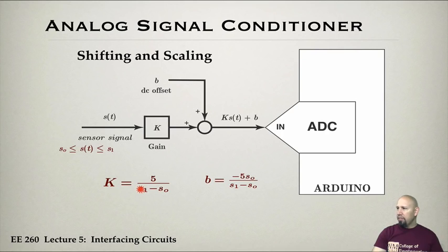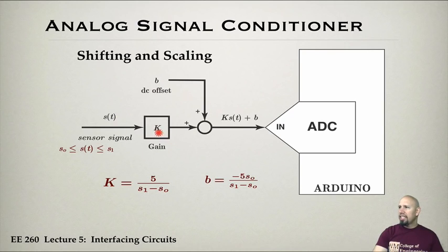Then B, the offset, is given by this expression over here. So again, the total range divides this number. Notice S0 is a negative number if you're looking at plus and minus 10 volts, and so a negative number and a negative gives you a positive number, and that shifts it up. So that's why the negative sign.